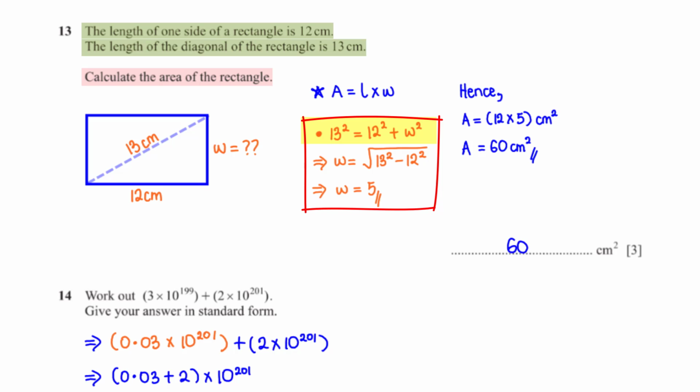When we make w the subject, this is what we get. This gives us the width as 5 centimeters. And so for the area of the rectangle, we have 12 times 5 centimeters squared, which is equal to 60 centimeters squared.